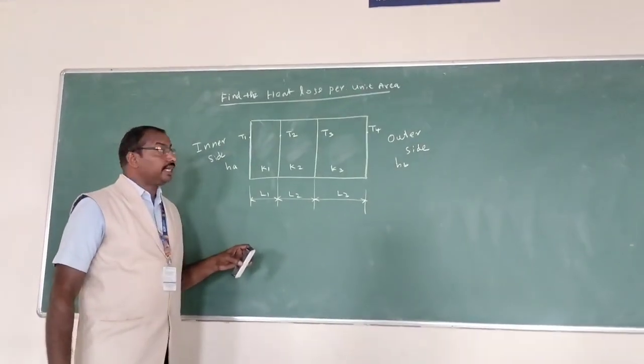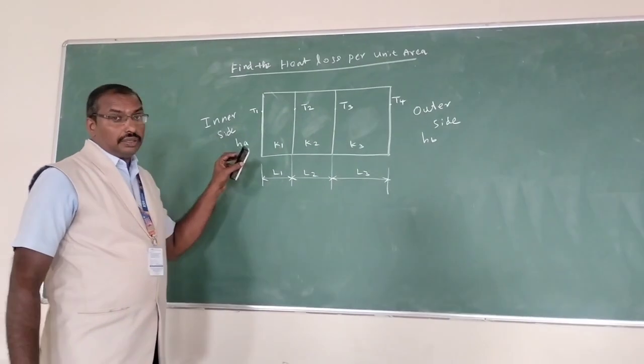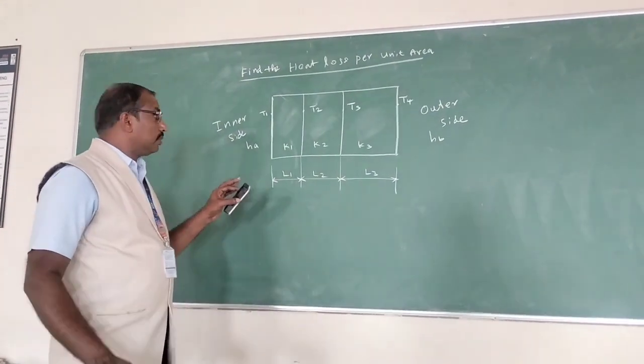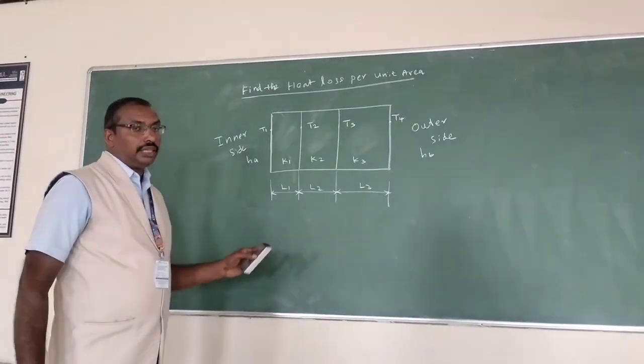Today's topic is heat loss per unit area. Given the problem, the wall material. Wall means furnace wall. The wall is made up of three layers. One is the inner side and another one is the outer side, then the middle layer inside.